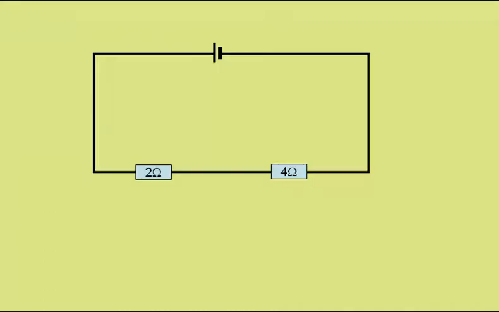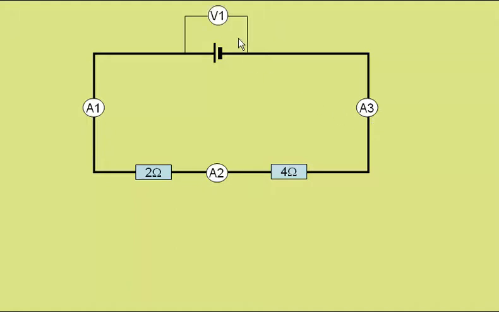Let's look at a more realistic circuit. Here we have a cell, a 2 ohm resistor in series with a 4 ohm resistor. We could place an ammeter here, which I'll call ammeter 1, an ammeter here, ammeter 2, and an ammeter here, ammeter 3. The ammeters go in series in the circuit.